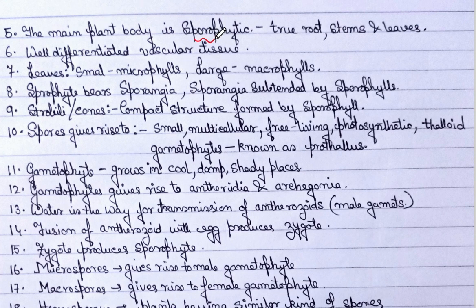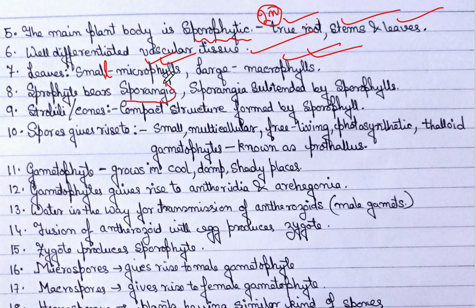Here the main plant body is sporophytic and has true roots, stems and leaves. So this is very much alike to the higher plants. It has well differentiated vascular tissue. Leaves are of two types: small ones are known as microphylls and large ones are known as macrophylls.